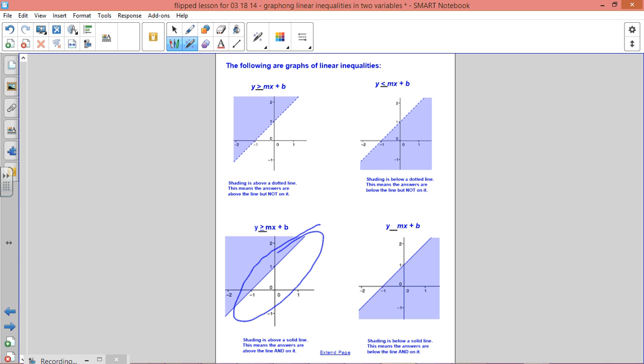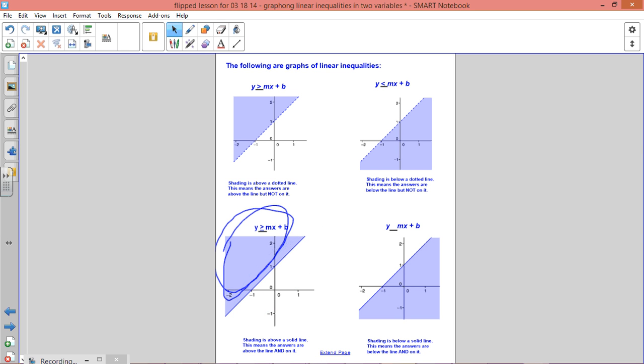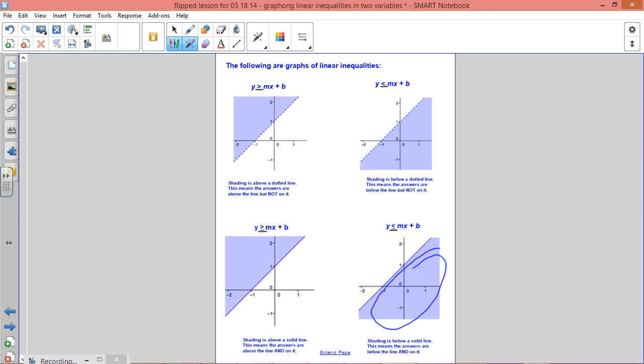And once again, as in the one right above it, I shaded everything above because y is greater than. And then finally on this fourth one, y is less than or equal to. So notice what happens. I shade below, and I have a solid line. I shade below because I have less than. I have a solid line because I have less than or equal to.